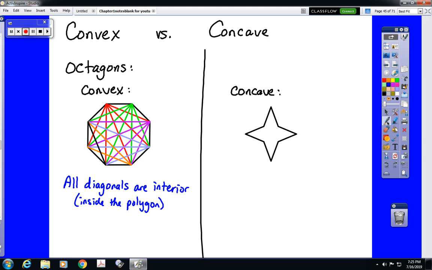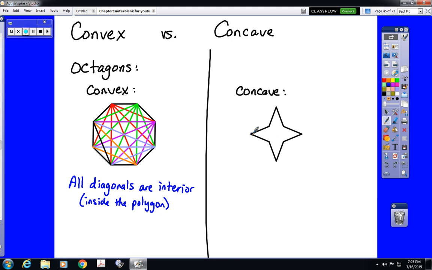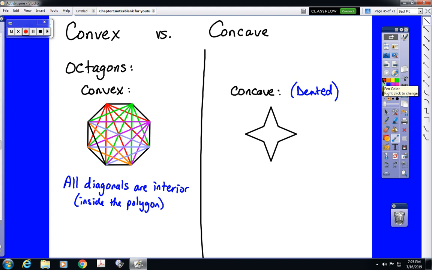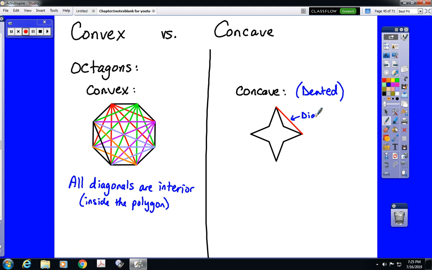Now, on the other hand, this is also an octagon. It has eight sides, but it's dented, right? It's caved in, concave. In other words, if we can draw even one diagonal and have it be outside the shape, then it's not convex, it's concave. So for instance, if I connected these two vertices, that diagonal is outside the shape, right? That makes it concave. It is outside the polygon. It's still a polygon. It's just a concave polygon.